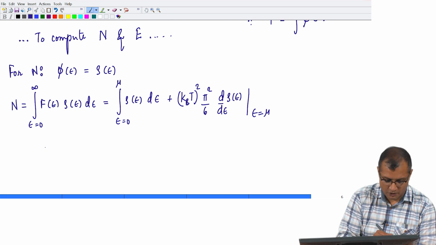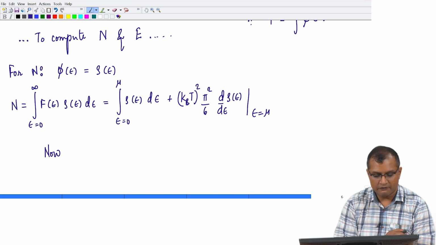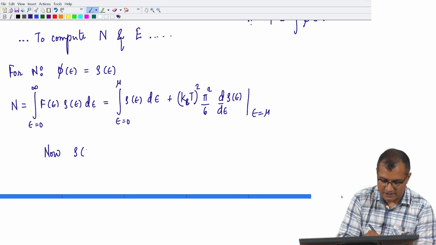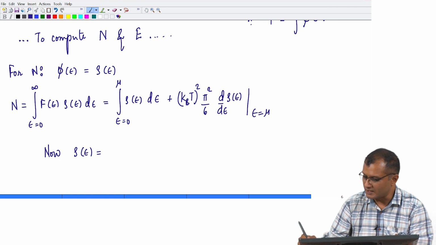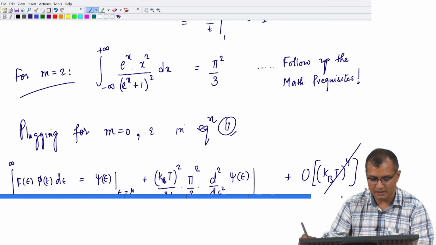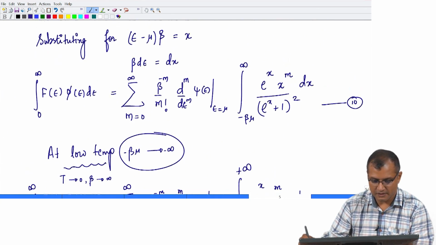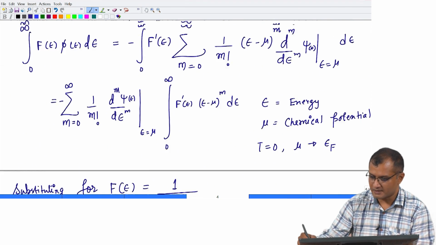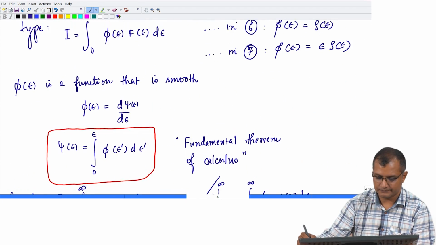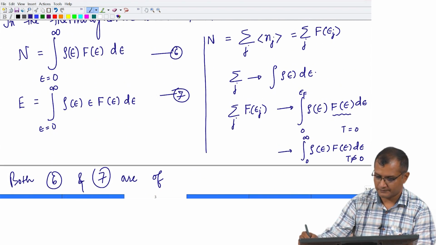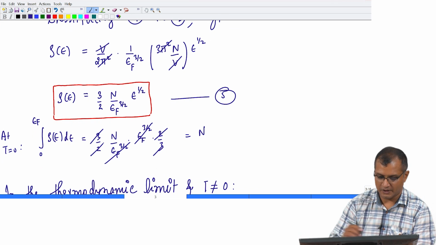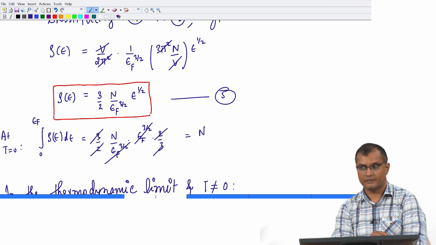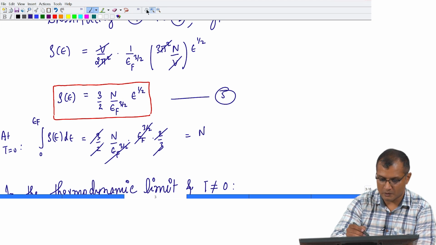Now, we know what is the formula for the density of states. So, the formula for density of states we are just going to copy it from upstairs. The density of states here has a neat formula here. Okay. So, let us just copy paste this formula.